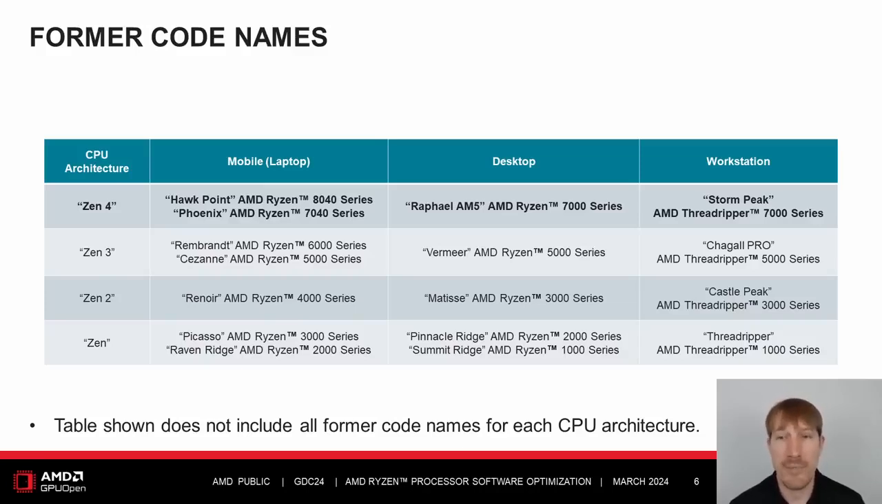Some codename families span multiple form factors. For example, Phoenix was designed primarily as a mobile product. However, Phoenix also scales up to the Ryzen 8000G series desktop products.